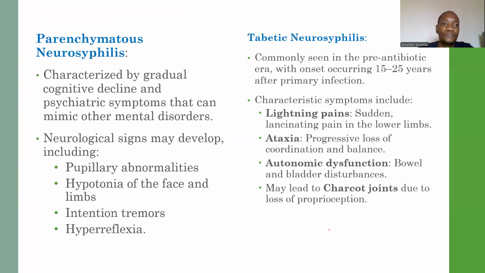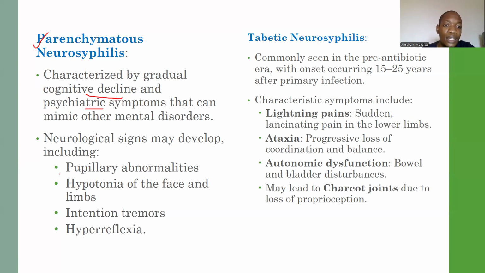Okay, so still under neurosyphilis, you can also get what is called the parenchymatous neurosyphilis. So this is usually characterized by gradual cognitive decline. Someone starts with retrograde amnesia, then they get psychiatric presentations, including psychotic disorders like even mania, forgetfulness, and the rest. So you have now to distinguish the parenchymatous neurosyphilis from psychiatric disorders.